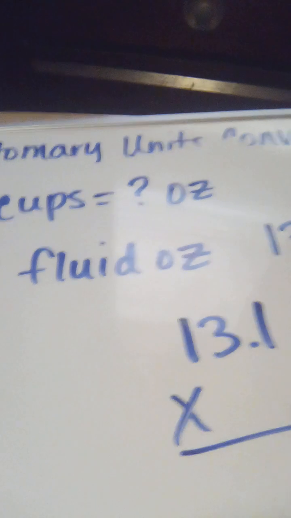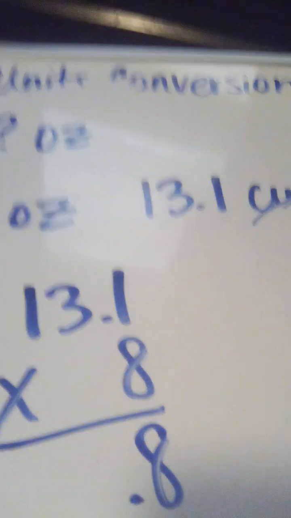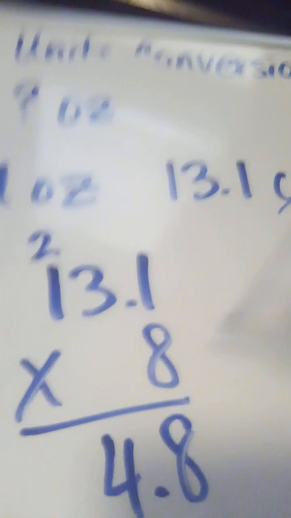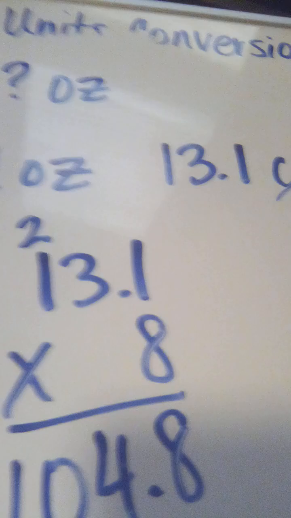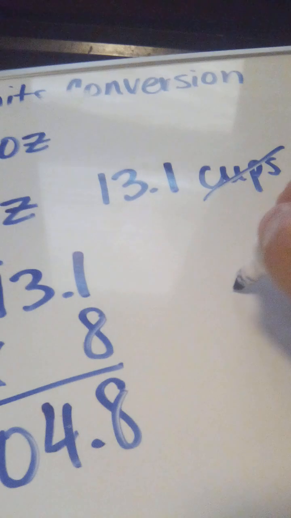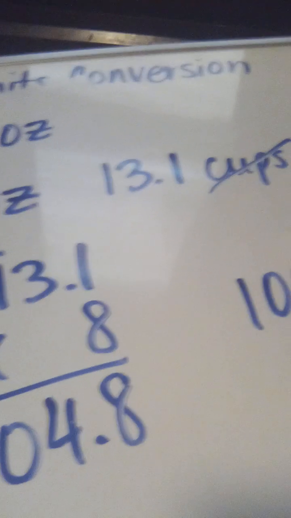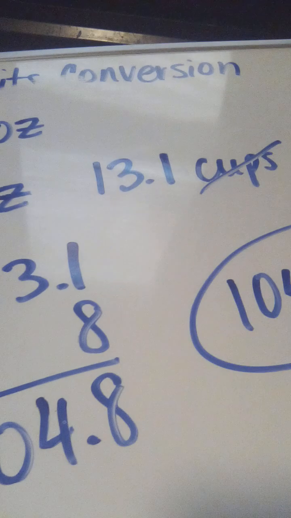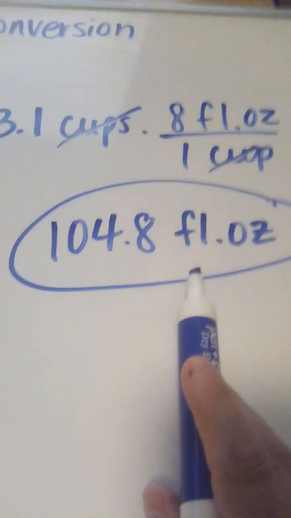13.1 times 8. 1 times 8 is 8. Put the decimal right there. 3 times 8 is 24. Carry the 2. 1 times 8 is 8. Plus 2 is 10. 104.8 fluid ounces. Always make sure to put your answer in units. If you don't put your answer in units, you might get points taken off. Just for good measure.